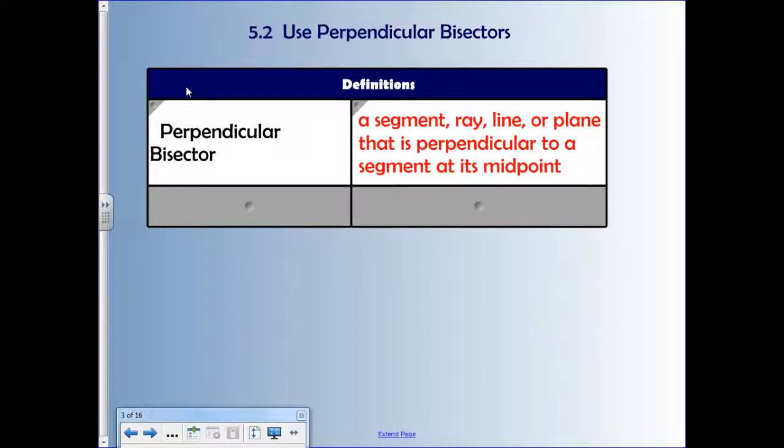Perpendicular to a segment at its midpoint. And equidistant means the same distance or equal distance, same length, same distance.